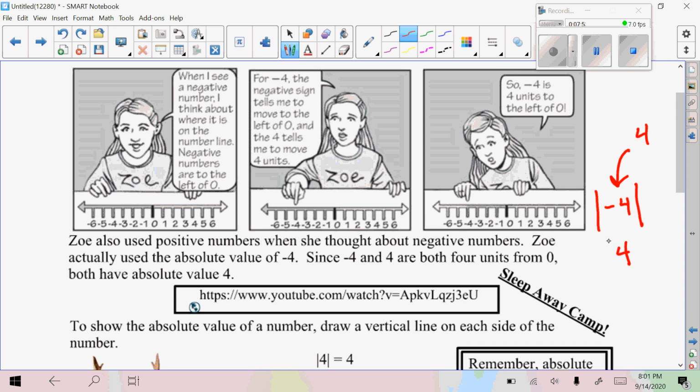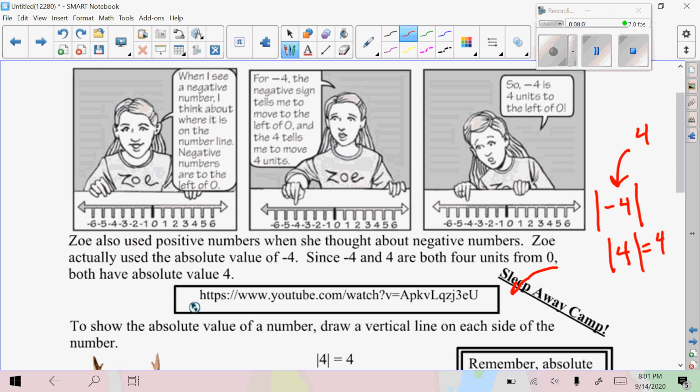And there's another number that's also 4 units from 0. It's just 4 units to the right of 0, and that's equal to 4. So when we talk about how far a number is from 0 on the number line, that's called the absolute value.